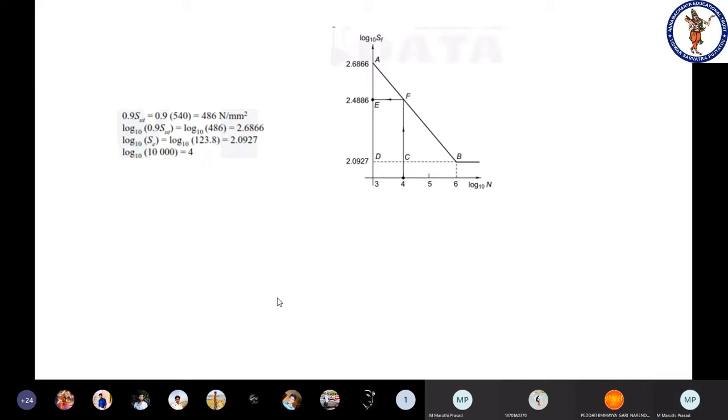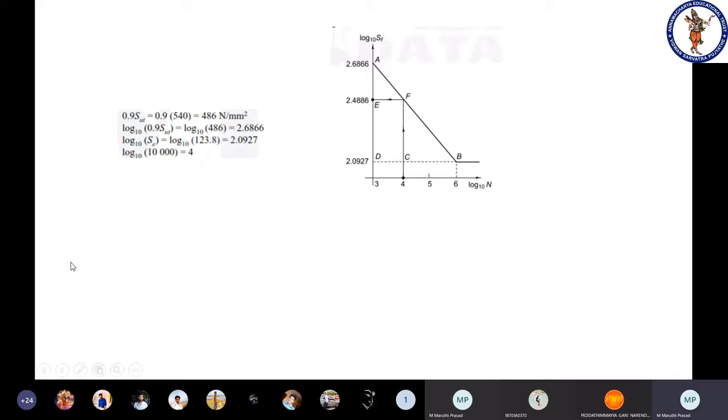For the SN diagram, 90% of ultimate strength is 486. Log of that value is 2.6866. Then log of endurance strength is 2.0927. We need to calculate the fatigue strength corresponding to 10,000 cycles. So log of 10,000 is 4.